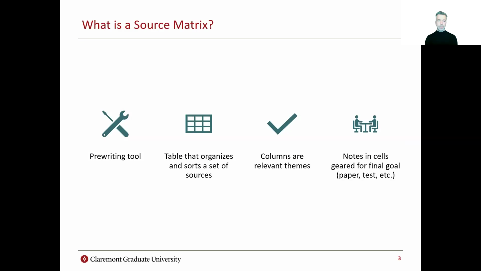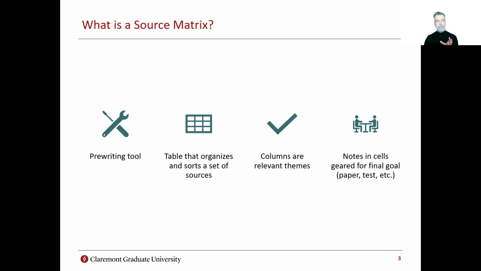So a source matrix, in brief, as I mentioned, is a pre-writing tool, and it's a pre-writing tool that is a table, right? So this can be done in Excel or Google Sheets. It can be done in Microsoft Word as well, or Google Docs. And really, it's a table with one column that is a list of your sources, probably some other columns that are go-tos, things like method, date of publication. A lot of source matrices that I've seen also might have if it was published in a journal or at a conference.